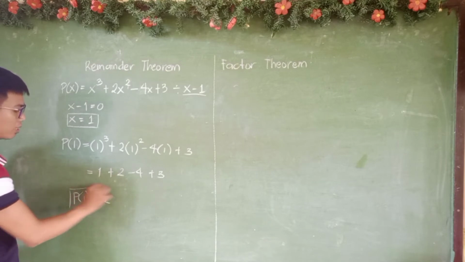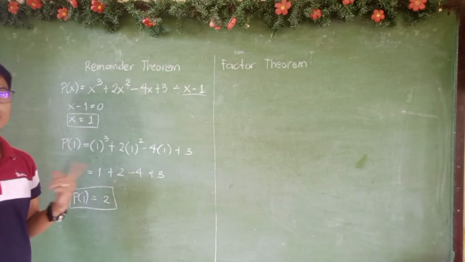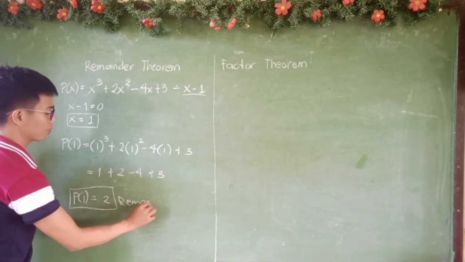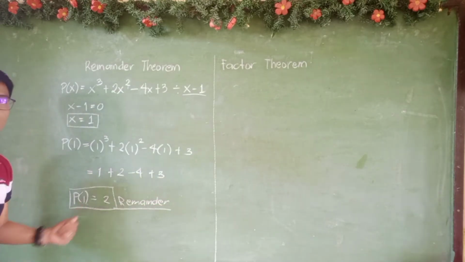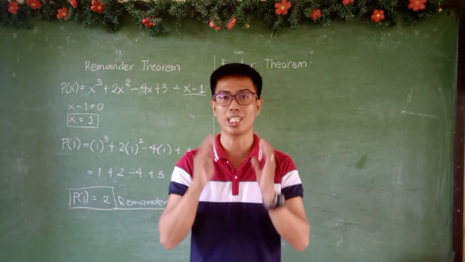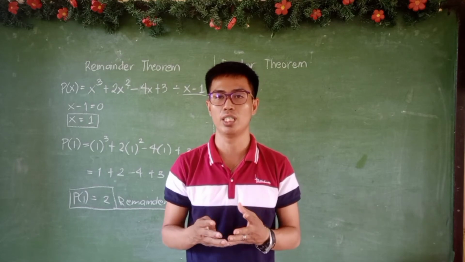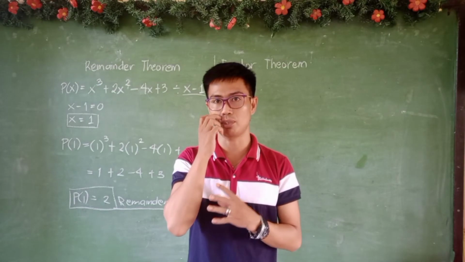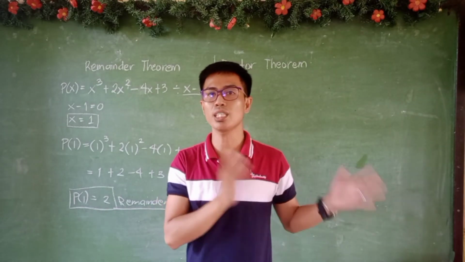So that means, if the given polynomial is divided by x minus 1, its remainder will be 2. And that is how you determine the remainder of a polynomial using the remainder theorem. So, mas madali nyo nang ma-identify kung ano yung magiging remainder kapag ginamitan natin siya ng remainder theorem. Gagamitin din natin siya sa factor theorem. So, punta na tayo sa factor theorem.